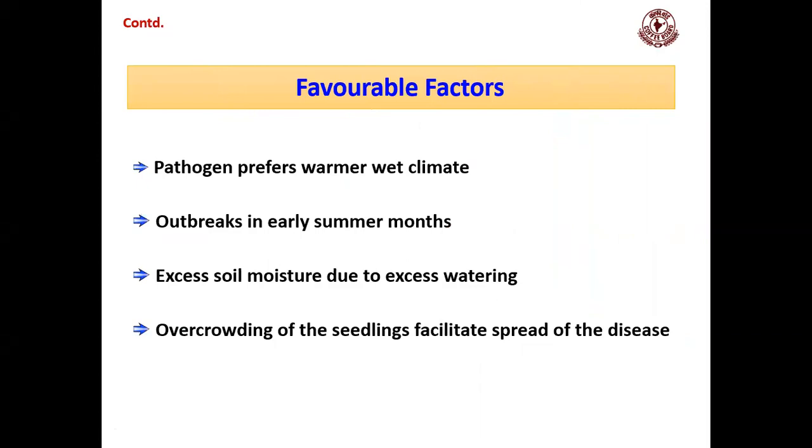Normally the pathogen prefers a warmer, wet climate, and this disease normally breaks out in early summer months. And the most favorable factor is excess soil moisture, due to excess watering or poor drainage, and frequent summer showers also favor the disease. Overcrowding of the seedlings also facilitates the spread of the disease.